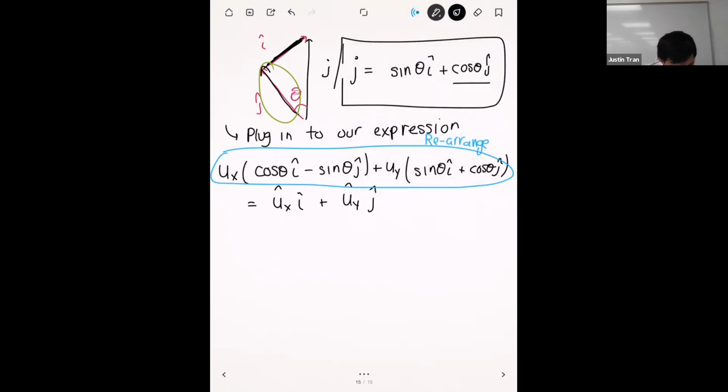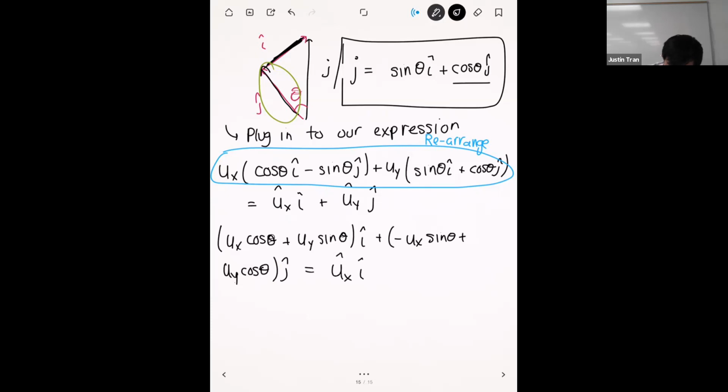Okay. And so if I do that, I get ux cosine theta plus uy sine theta i hat, plus minus ux sine theta plus uy cosine theta j hat. Okay, and this is equal to ux hat i hat plus uy hat j hat.